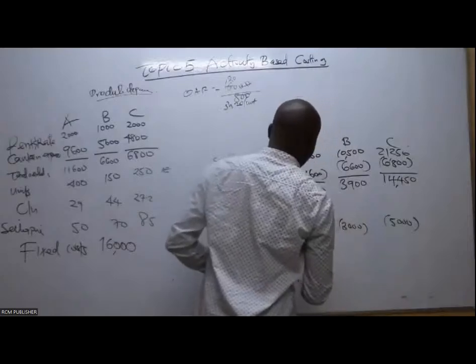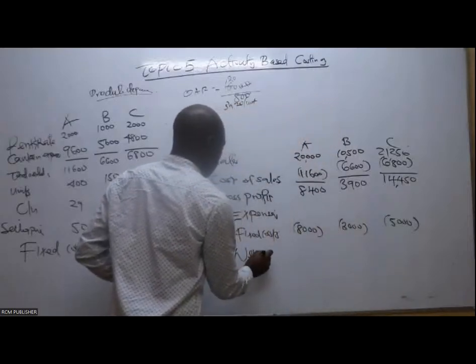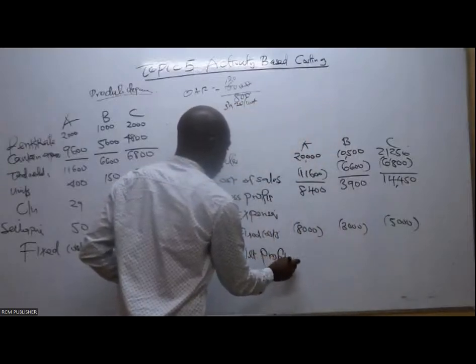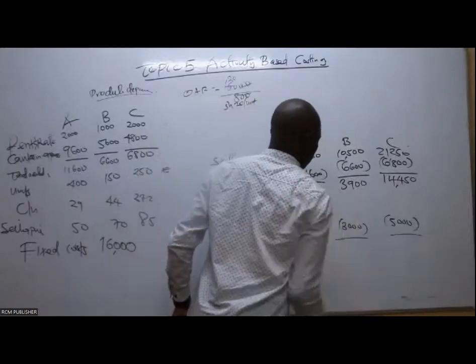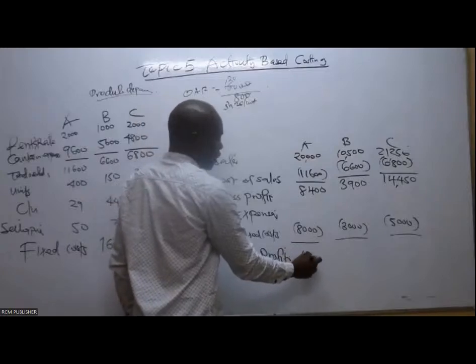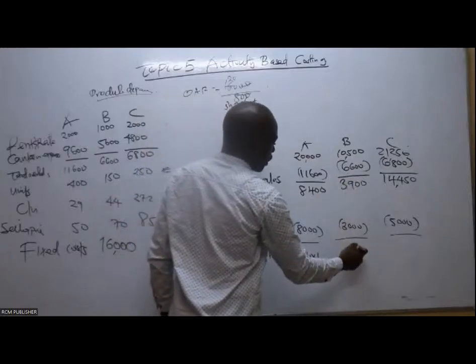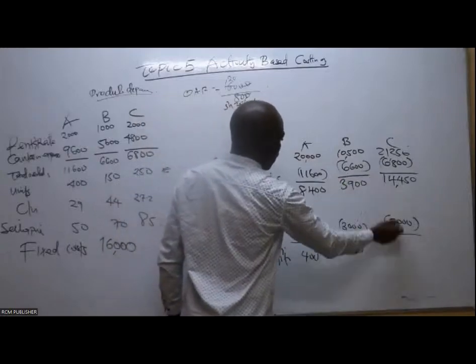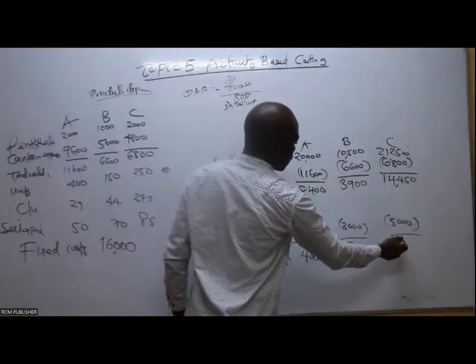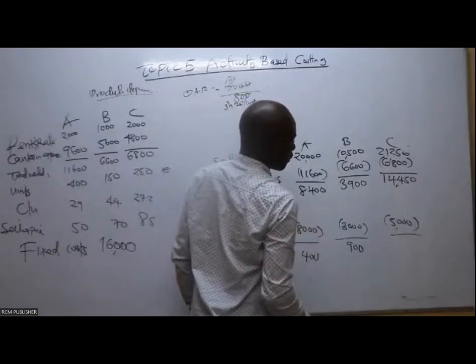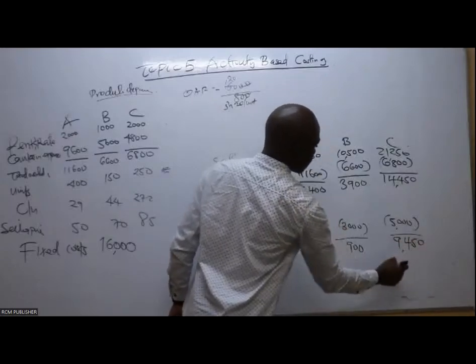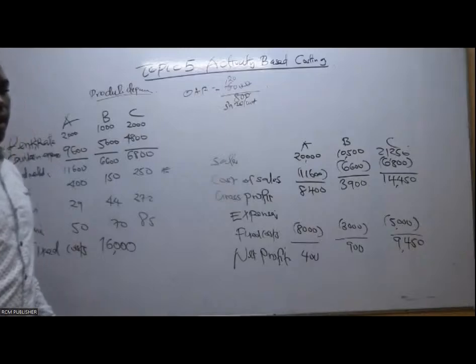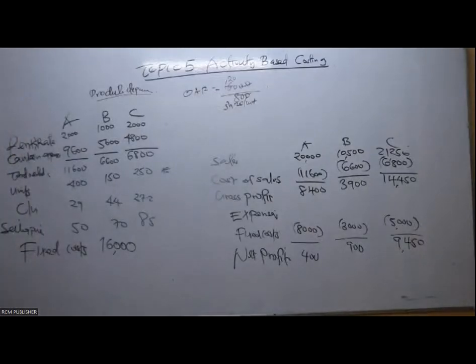Then from there, we now get net profits. So here, 400, here, 900, here, the difference between 14 and 5, I think, is 9. 9 for 50. Is it 9 for 50, the last one?